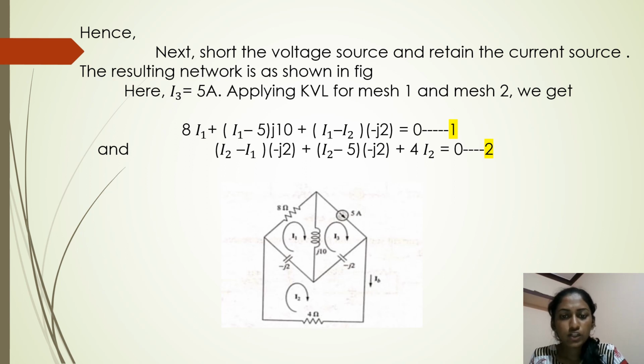By applying KVL to mesh 1 and mesh 2, this will be mesh 1 and this will be mesh 2, we get, for mesh 1, 8 ohm into I1 plus (I1 minus 5) into J10 plus (I1 minus I2) into minus J2 equals 0. And applying KVL to mesh 2, (I2 minus I1) into minus J2 plus (I2 minus 5) into minus J2 plus 4 into I2 equals 0.